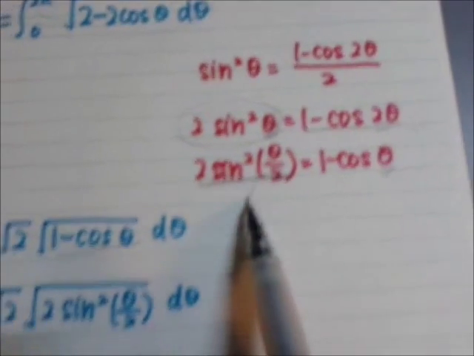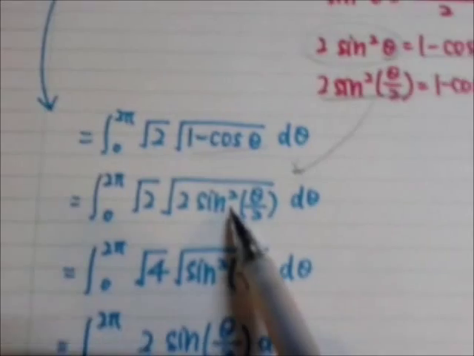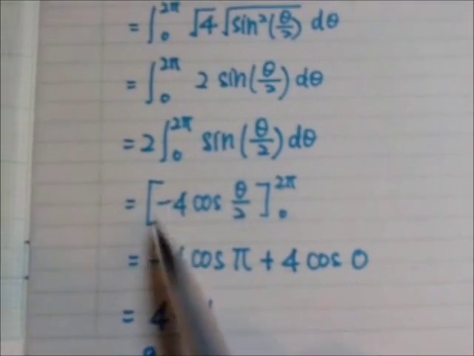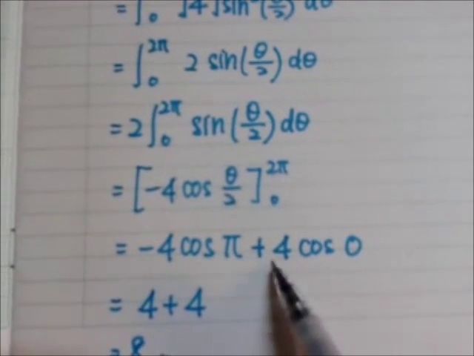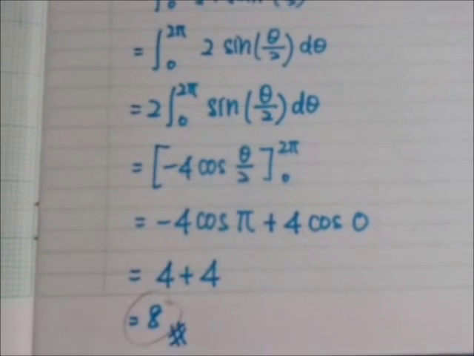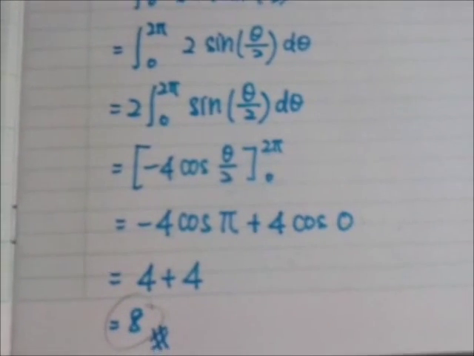So now we can substitute this value in the equation, and we further simplify it, and then we'll have negative 4 cos pi plus 4 cos 0, which is 4 plus 4, and finally we'll have the length of the polar curve, which is 8.